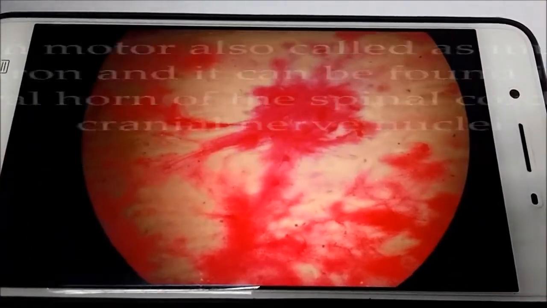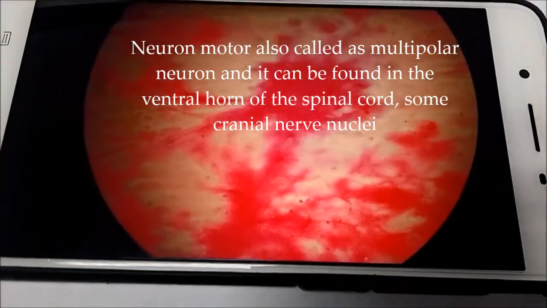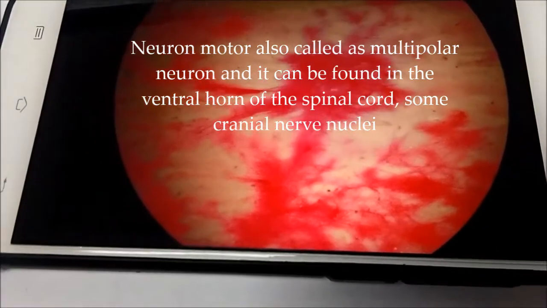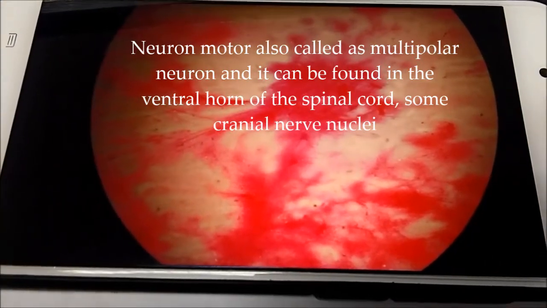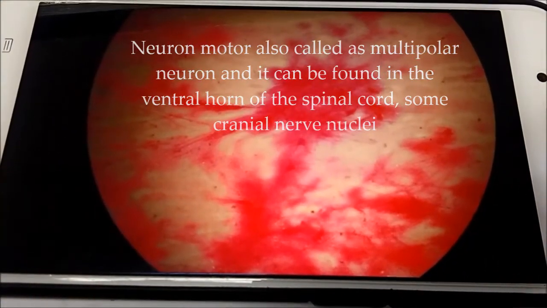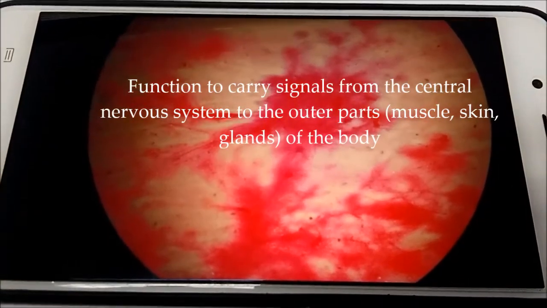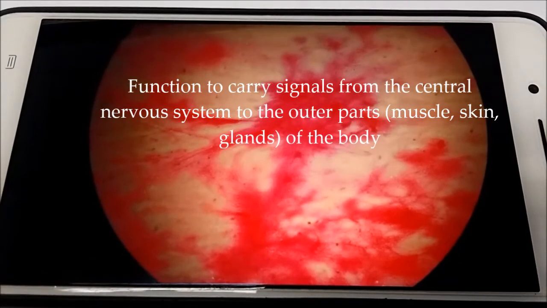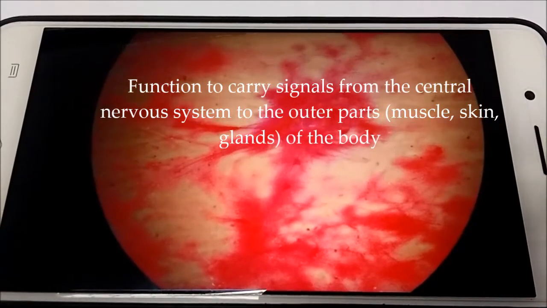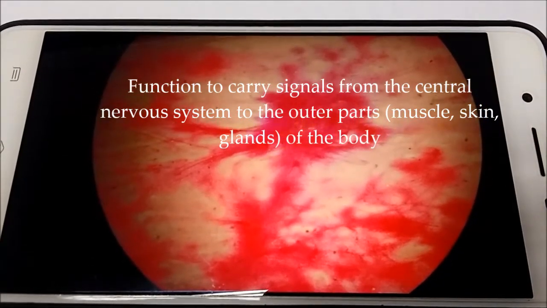The motor neuron, also called a multipolar neuron, can be found in the ventral horn of the spinal cord, and also in some cranial nerve nuclei. Its function is to carry signals from the central nervous system to the outer parts, which are the muscle, skin, and glands of the body.